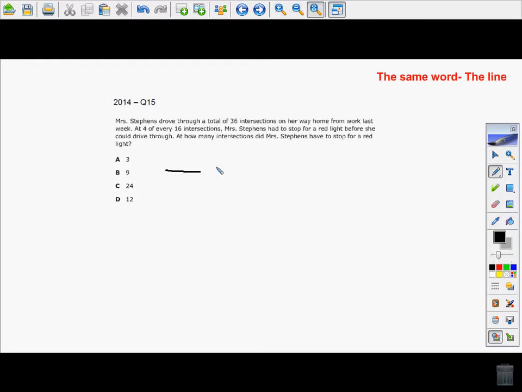So, create an equation, create two fractions. I'm going to have the pair of numbers as a ratio. So, for every 16 intersections, I know it's a little bit more I need to consider. So every 16 intersections, out of 4 out of 16 intersections she needs to stop.